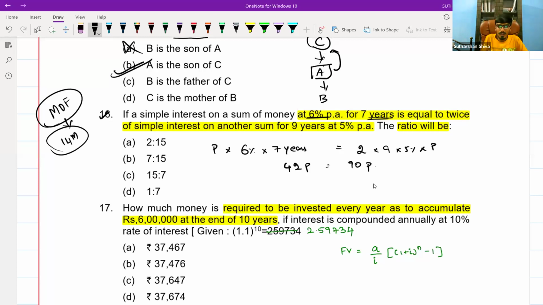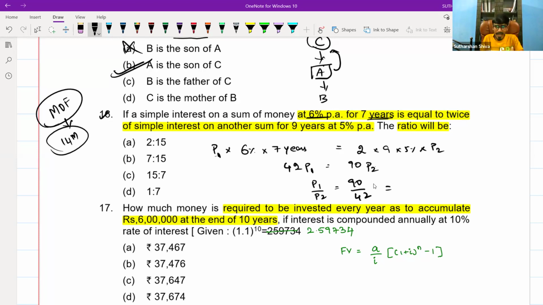So here, for that problem, I will know P1 and P2. Here it will become P2, here it will become P1. Obviously, it is going to be P1 by P2, which means cross multiply. 90 divided by 42. Take it in your calculator.